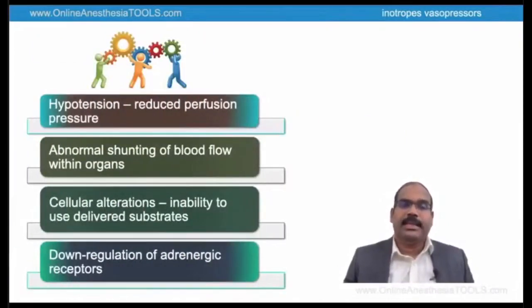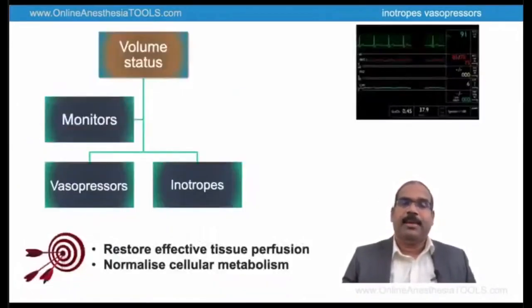Okay, hypotension results in reduced perfusion pressure. It can lead to major organ damage, and there could be abnormal shunting of blood flow within organs. You need to keep in mind the cellular alterations which may lead to inability to use our delivered substrates, and down-regulation of adrenergic receptors is also a possibility in the pathological conditions we are about to discuss. Remember, the first thing is to attach monitors, get a clinical sense, correct the volume status, and then decide whether to use a vasopressor or inotrope.